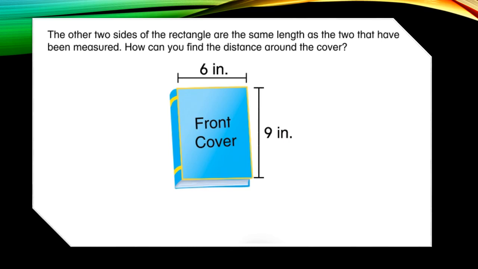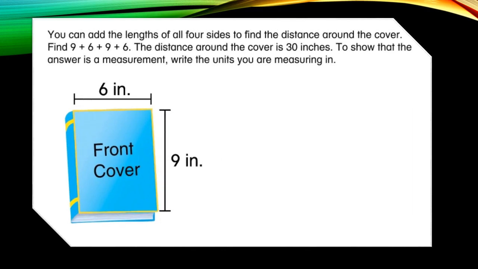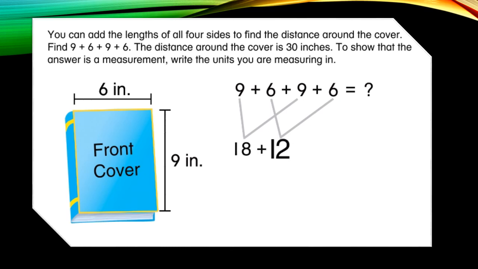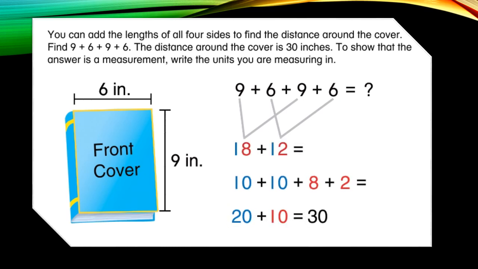How can you find the distance around the cover? You can add the lengths of all four sides to find the distance around the cover. Find 9 plus 6 plus 9 plus 6. The distance around the cover is 30 inches. To show that the answer is a measurement, write the units you are measuring in.